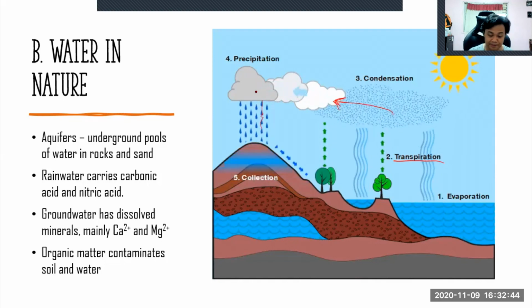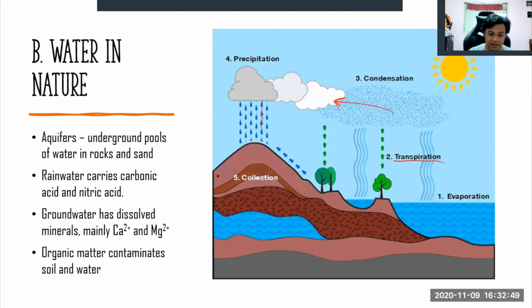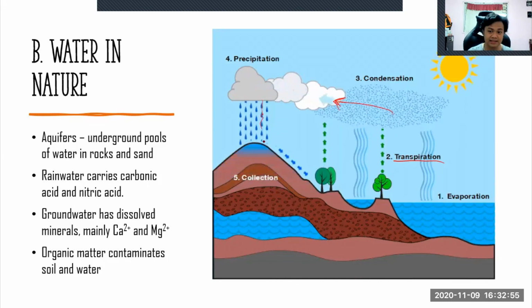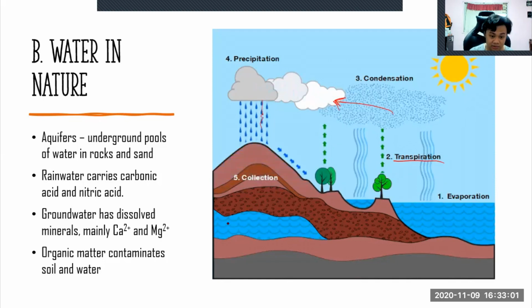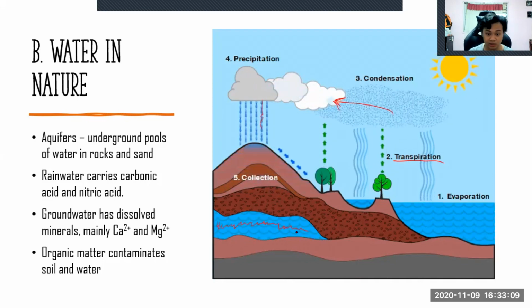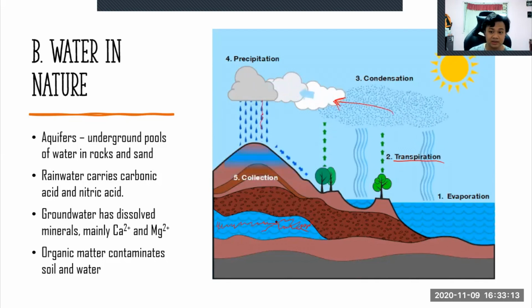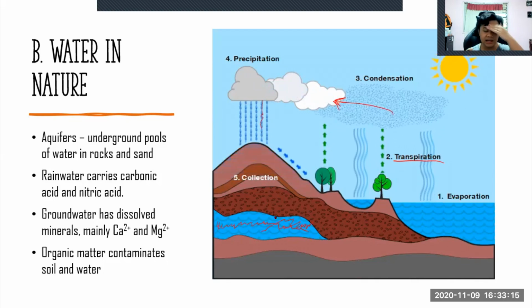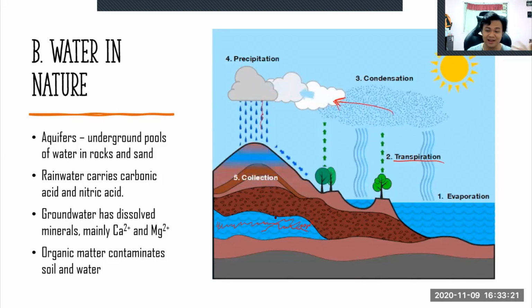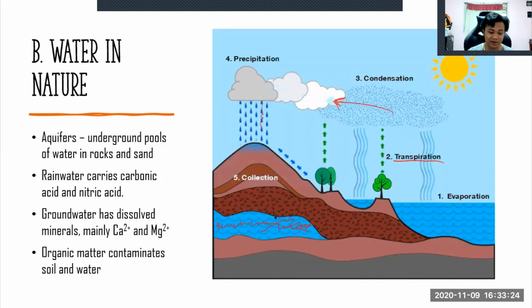Precipitation happens, and the rainwater becomes part of the ice caps. If this mountain is high enough, maybe there is ice on it, so it has ice caps. It runs off in streams and rivers, fills lakes, and goes underground, into pools of water in rocks and sand called aquifers. So this is an aquifer: under the rocks and the sand below the land, below the mountain, you can find pools of water called an aquifer.